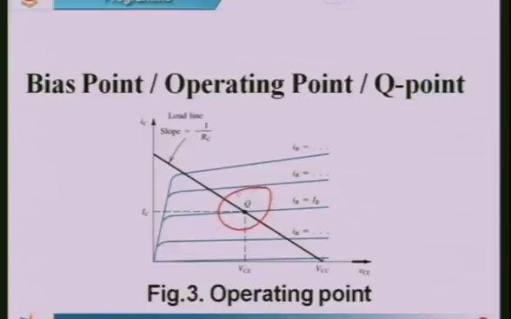So, this is the operating point which gives us VCE and IC. And IB equal to capital IB we must maintain at the input side of the circuit.